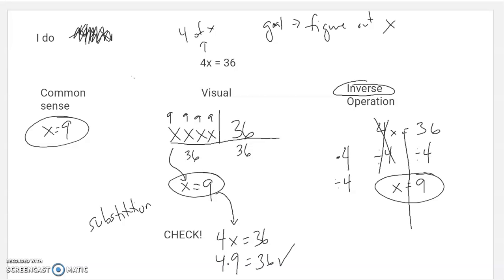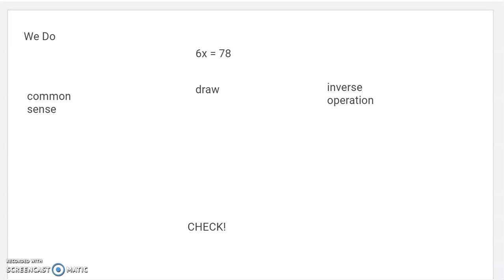All right, let's do one in your math notebook. Take a pause here, write this out, write the name of the strategies out, and then we will work it out together. All right, 6 times x equals 78. Some things to know if you want to take a few notes here. Remember, in these variable equations, our goal is always to figure out x equals what? That's our goal.